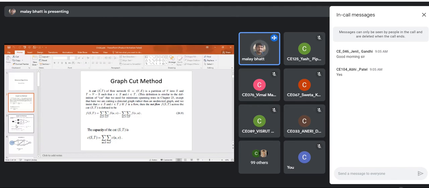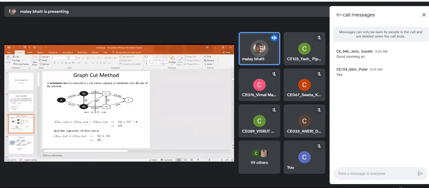Now to understand this, let us consider this example. Our goal is to find a minimum cut. The minimum cut of a network is a cut whose capacity is minimum over all the cuts of the network. Here we are considering the cut S and T. Capital S indicates the cut having three nodes S, V1 and V2.